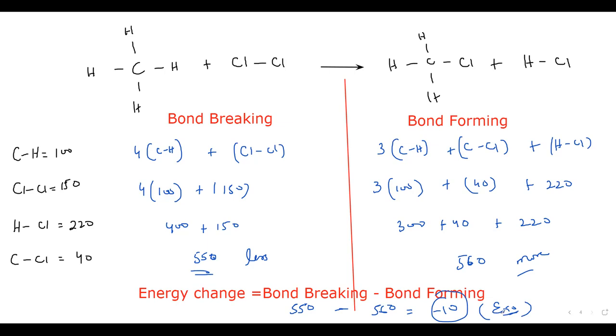Is this example clear? How we can work out the energy change during a chemical reaction? Simply by using a formula which is bond breaking minus bond forming.